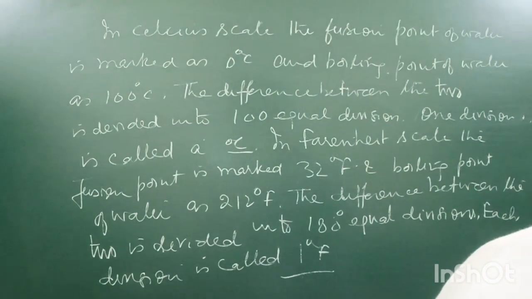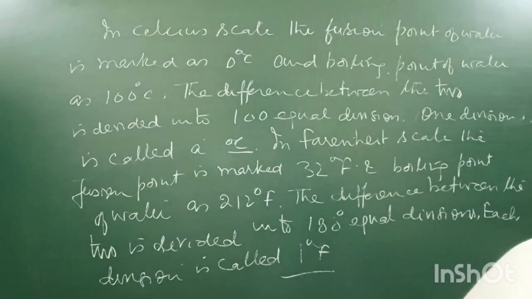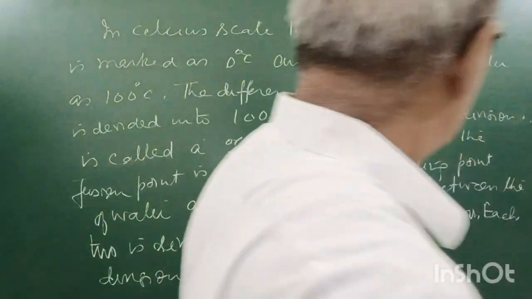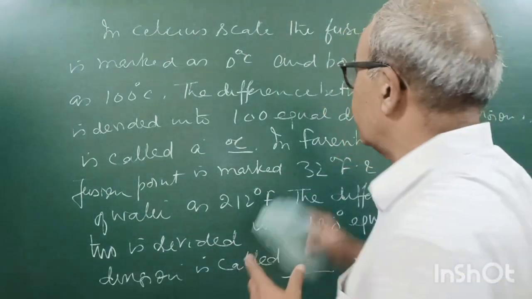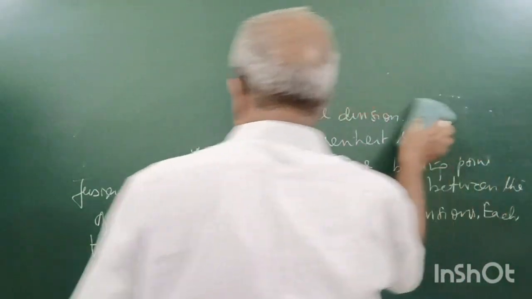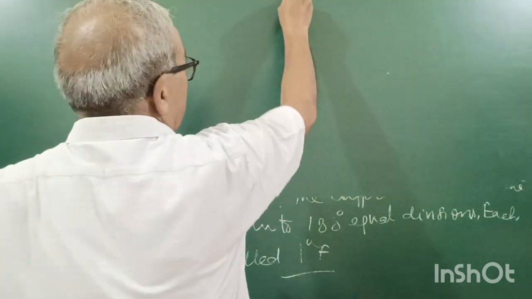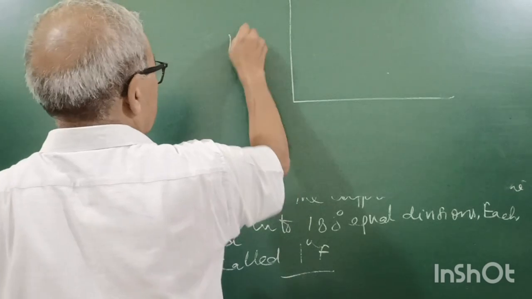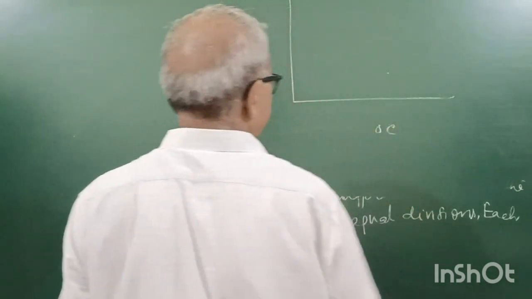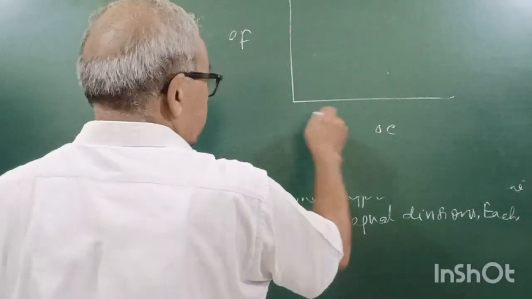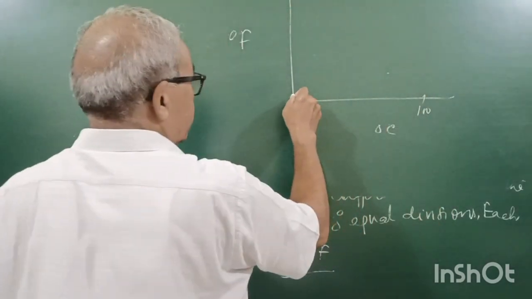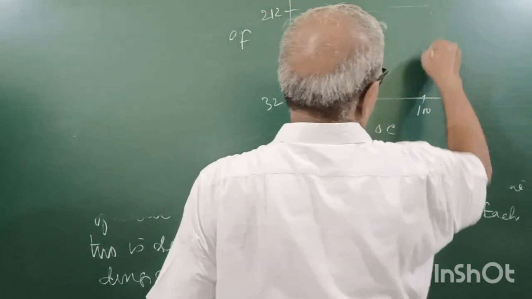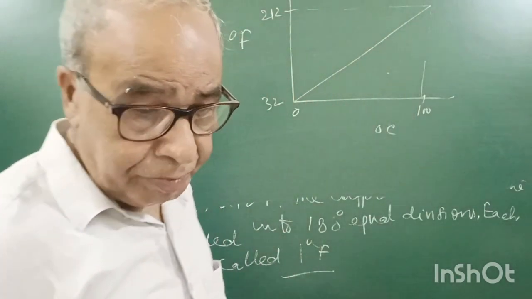Now, if I plot a graph here between degree centigrade and Fahrenheit, we may get the graph. If I take here the degree Fahrenheit and degree centigrade, it is 0 degree or 100, it is 32 and 212. So the graph will be a straight line between the two, like this. Is that clear?